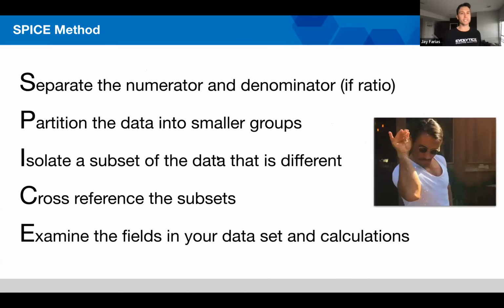So again, focus on the process there. We want to isolate, separate the numerator and the denominator, partition it down into smaller groups, and isolate that subset that's different. We can do a cross-reference and then just look at your fields with that smaller subset of data that you know is different. And that'll help you pinpoint where the problem is.